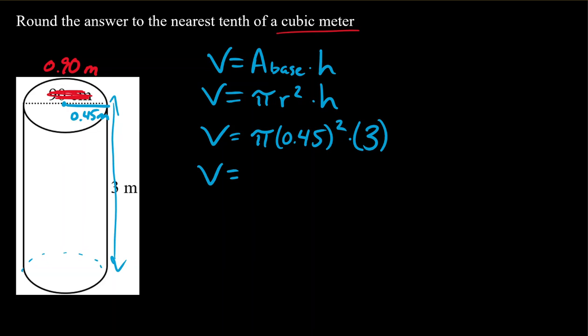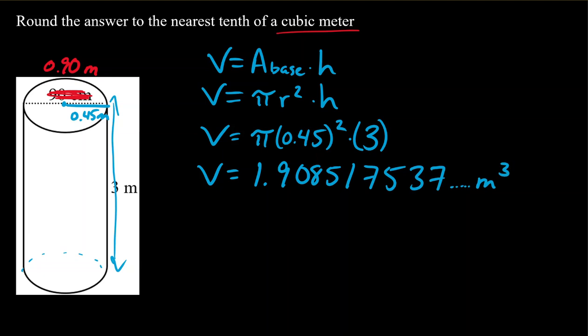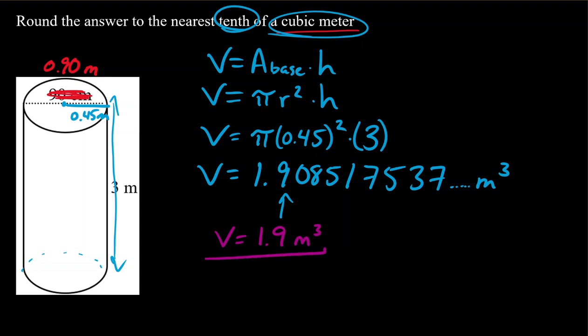And when I put this into my calculator, I end up getting 1.908517537 cubic meters. It says it wants to round to the nearest tenth of a cubic meter. So here's our tenth. And it looks like the 9 was definitely not going to round up. So our volume is 1.9 cubic meters.